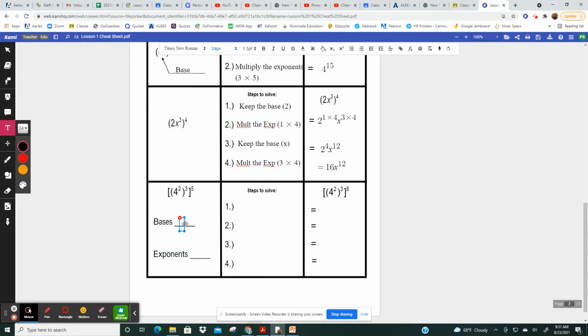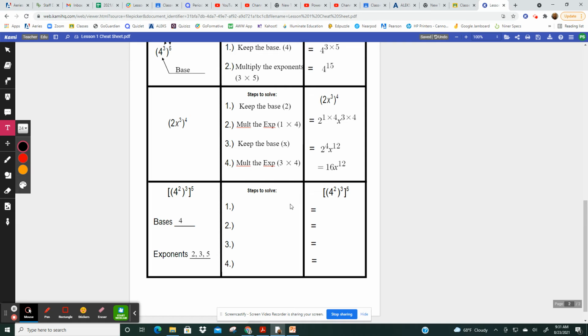My base, actually there's only one base, and the base is a 4. But my exponents, I've got a few of them. I've got a 2, a 3, and a 5. Remember we just do it step by step. So we keep the base, we multiply the exponents, and then whatever we get there, we keep the base and multiply the exponents again. So the base is going to stay at 4.